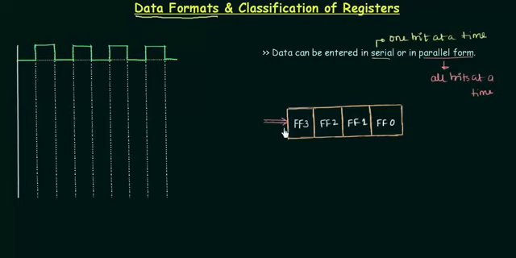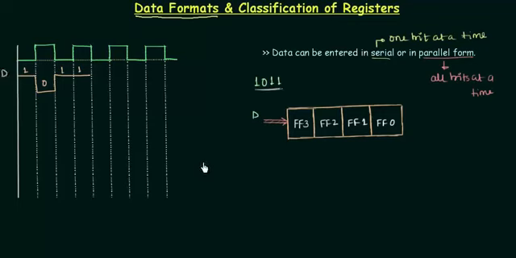The data is entered in a serial manner, and let us take one example. Let's say if I want to enter a 4-bit data 1011 in this register. So if I consider the serial manner, let's say this D is the data that I want to enter, then it will look something like this. This is 1011. This is what I want to enter.